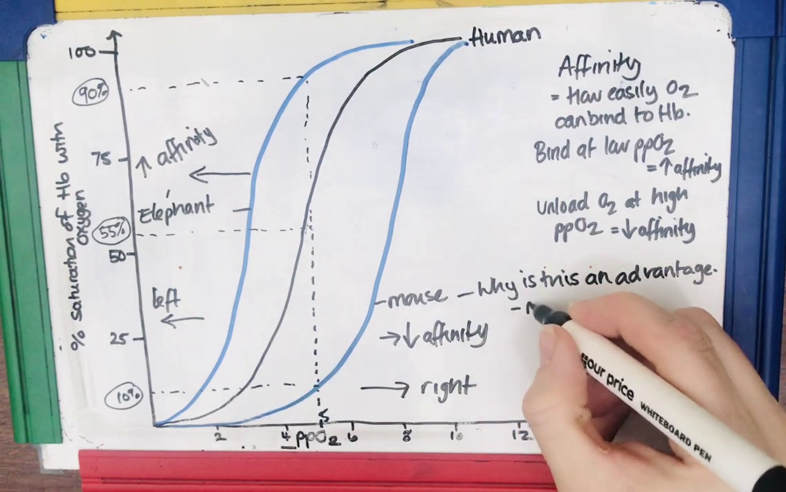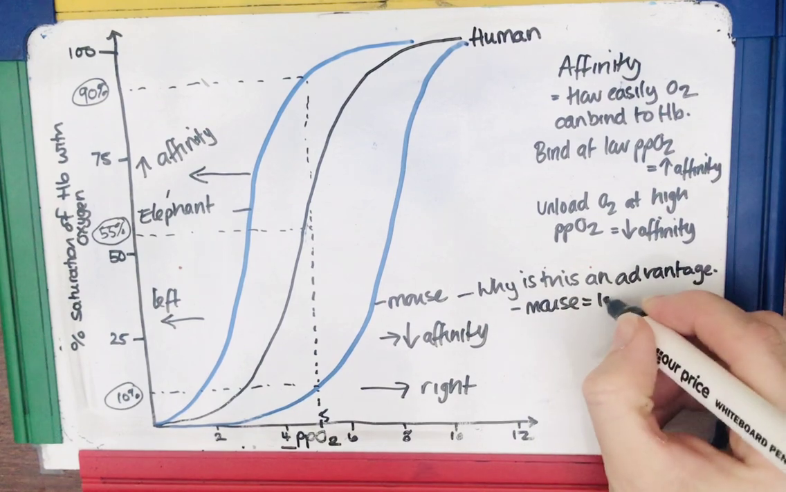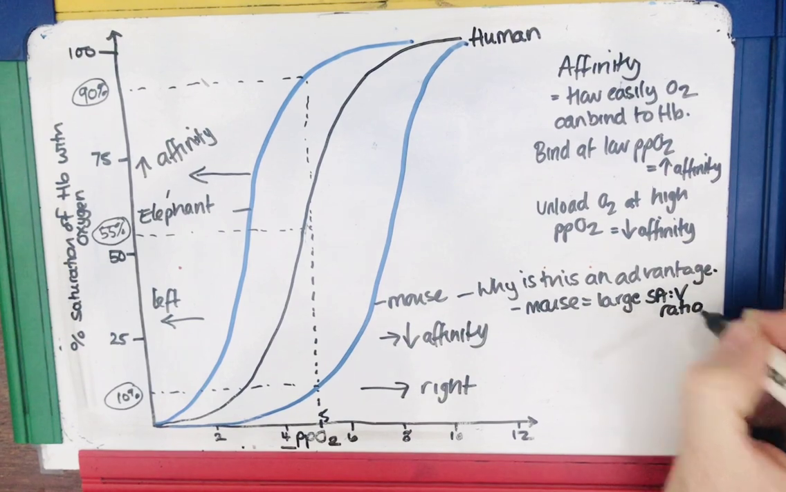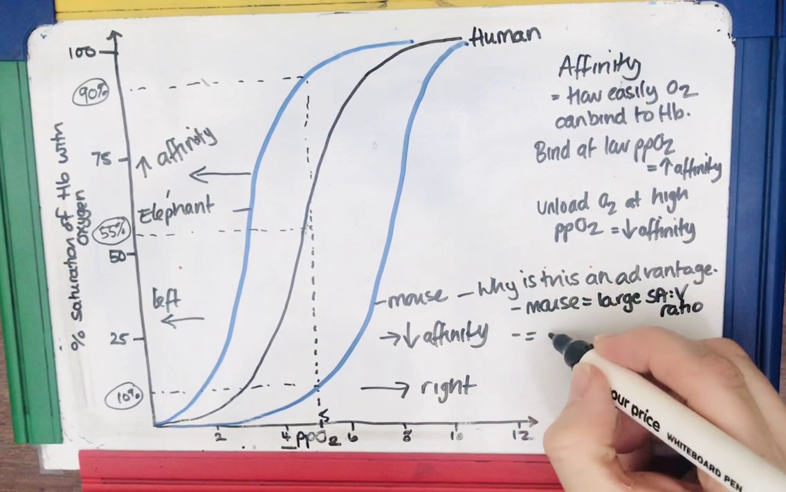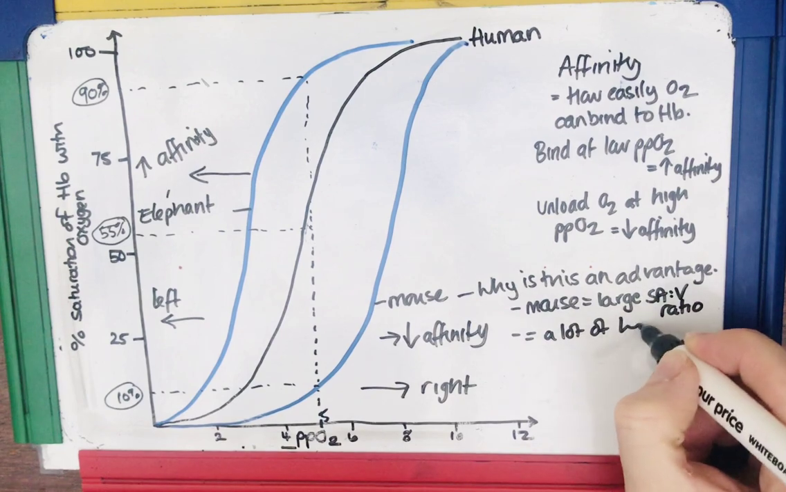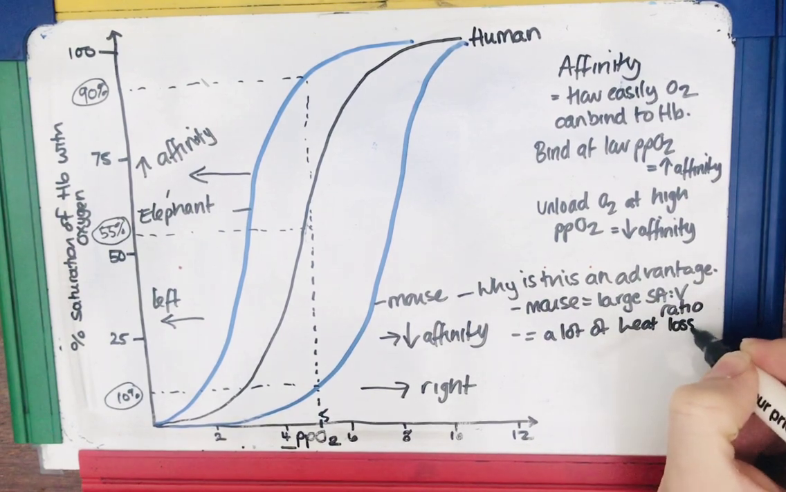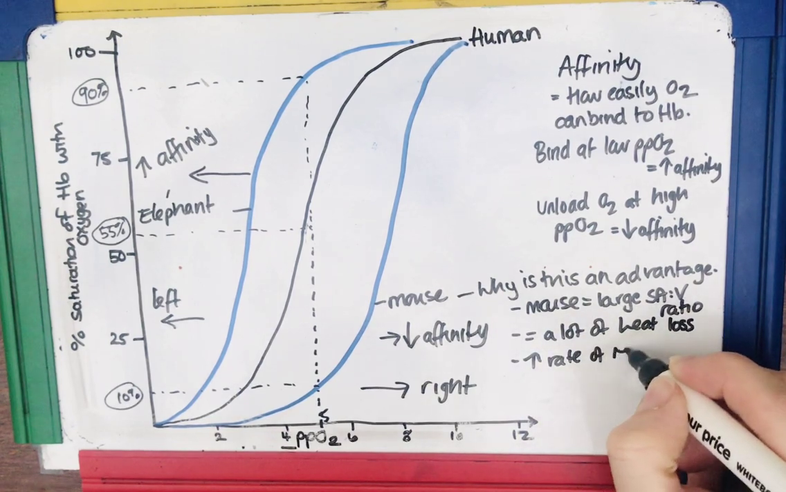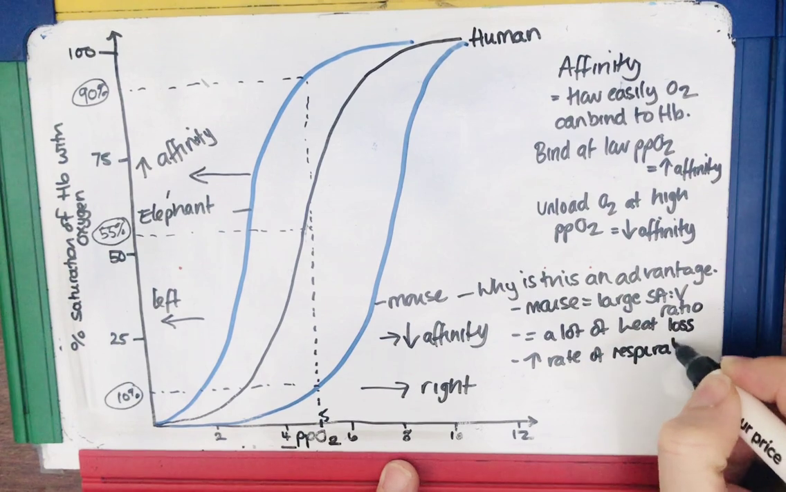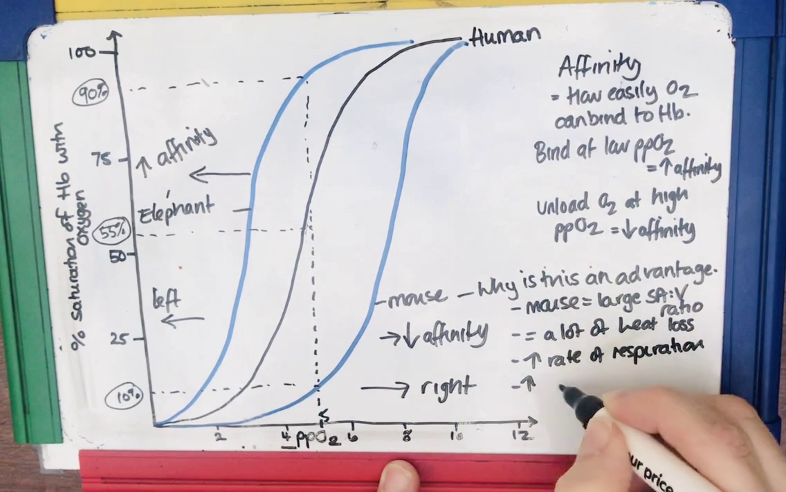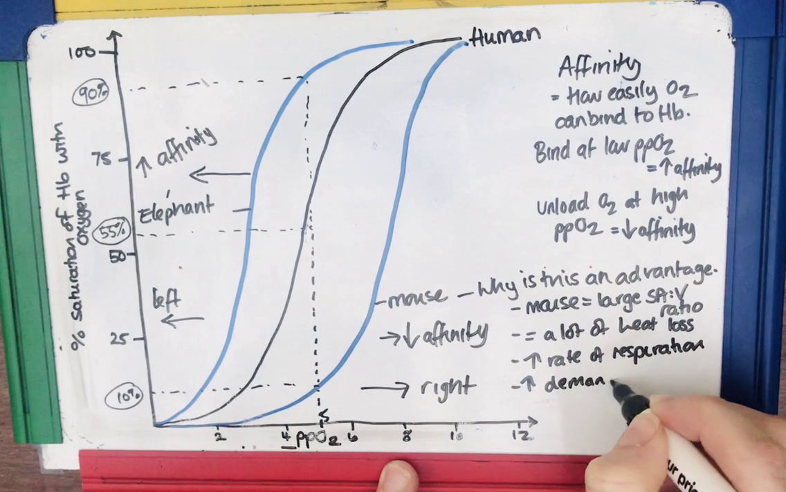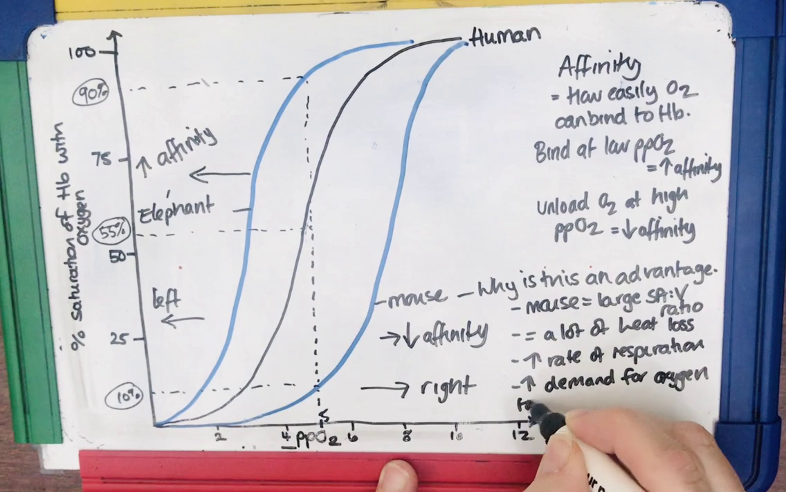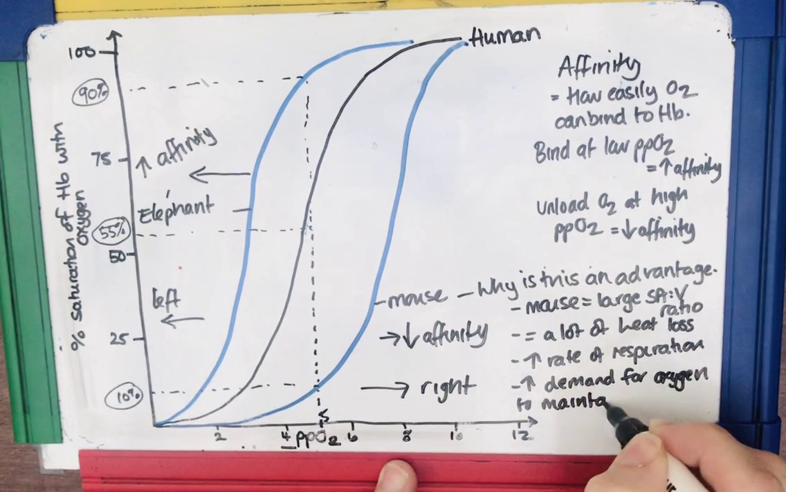So we need to say mouse equals large surface area to volume ratio, equals a lot of heat loss, high rate of respiration, increased demand for oxygen to maintain body temperature.